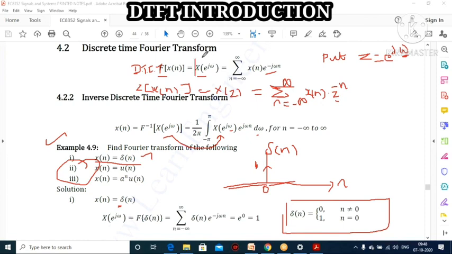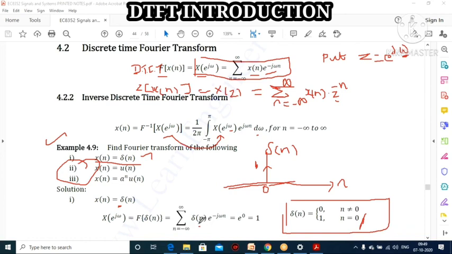Now write down the DTFT formula: X of e power j omega equals the summation of x of n e to the power of minus j omega n. In this formula, substitute the x of n value. Here x of n is del of n, so I substitute del of n e to the power of minus j omega n. In the definition, n goes from minus infinity to infinity, but the signal is valid only at n equal to 0. Otherwise, it is 0.